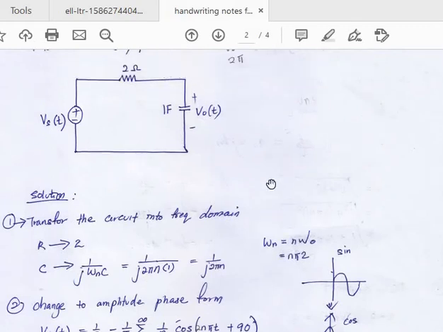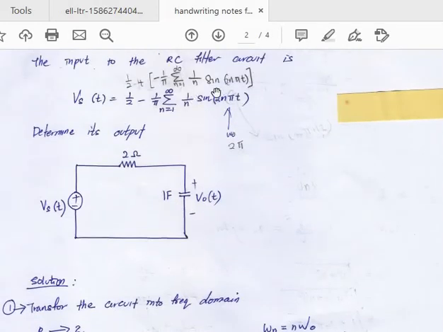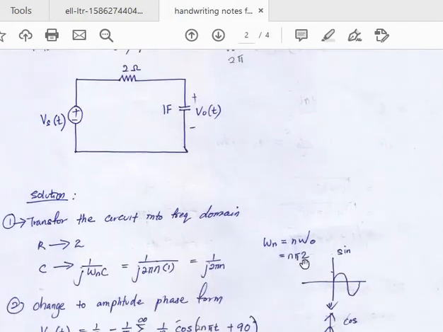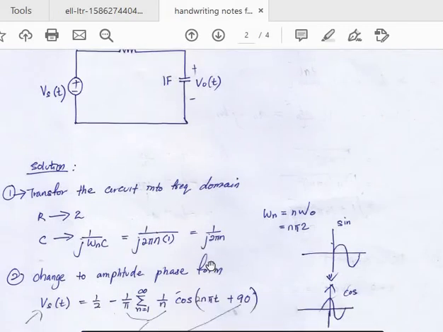So omega naught in this case, you refer to the equation sine 2 pi nt, so sine n omega naught t. Omega naught is 2 pi. So you know that omega n is n omega naught, so it's n times 2 pi. You substitute into omega n, so you get 1 over 2 pi n. So this is the first step.